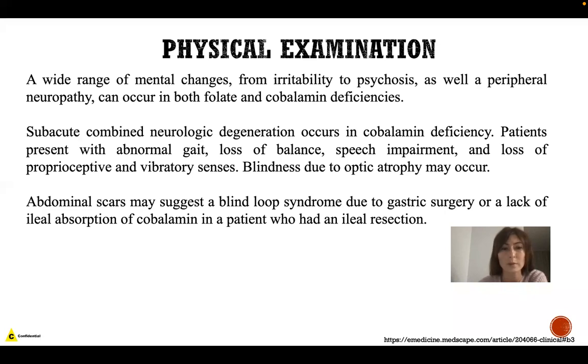Abdominal scars may suggest a blind loop syndrome due to gastric surgery, or a lack of ileal absorption of cobalamin in a patient who had an ileal resection.